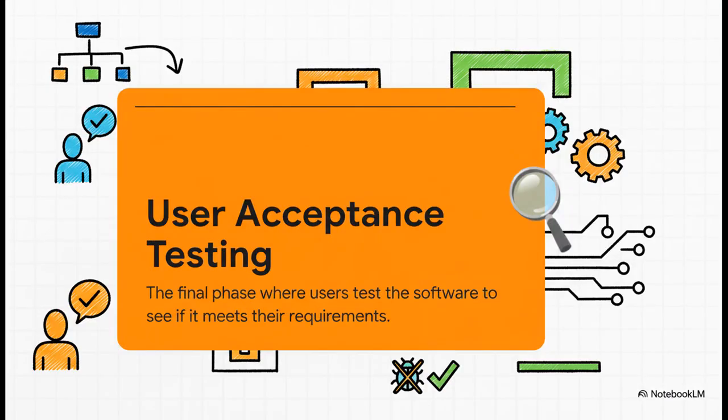And finally, we get to what might be the single most important step of all, user acceptance testing, or UAT for short. This is the moment of truth. You hand the keys over to the actual user, the customer, and you ask them, is this what you wanted? Does it actually solve your problem? Their thumbs up is what determines if the software is really, truly ready.